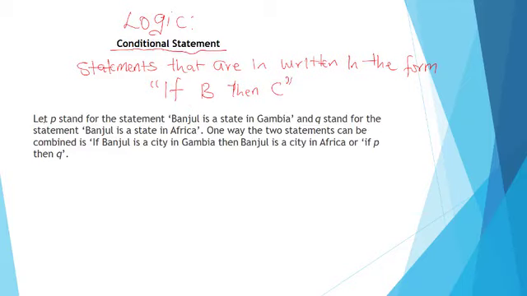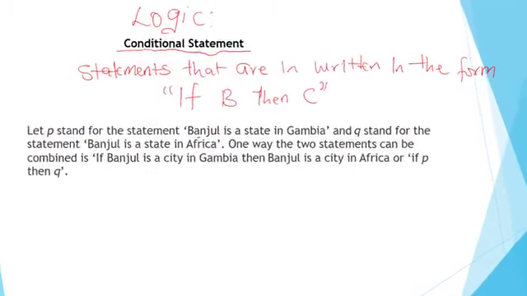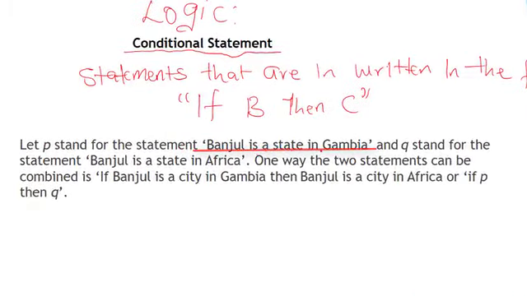Now if you want to go into detailed explanation, sometimes you might have two statements. What we have in front of us here is: let P stand for the statement Banjul is a state in Gambia, and Q stand for the statement Banjul is a state in Africa. In logic, our area of concentration is usually to first confirm if the sentence is actually a statement.